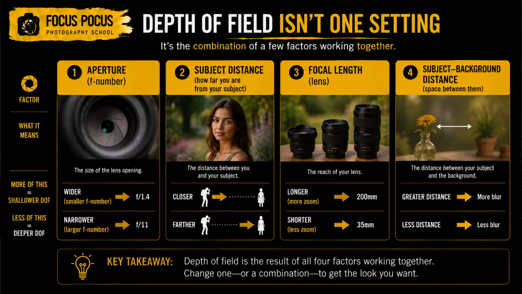So the key takeaway is that depth of field isn't controlled by a single setting. It's the result of several factors working together. Understanding those relationships allows you to predict how your photograph is going to look even before you press the shutter.